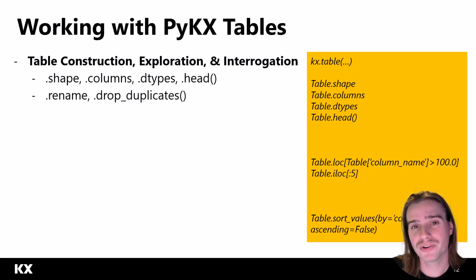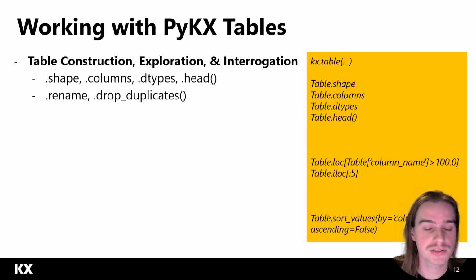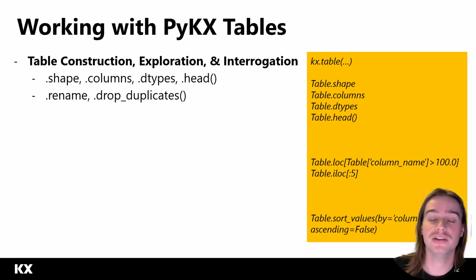Now, after that, there's likely some pre-processing that you'll have to do in your typical data science workflow. So we may need to rename a certain column. So we'll use .rename to rename a column in our PyKX table. And then there also may be some duplicates in a table. So we'll use drop duplicates to ensure there aren't any duplicated rows.